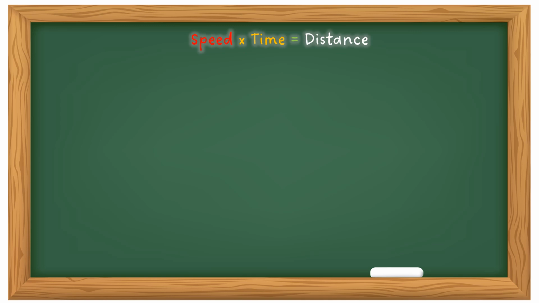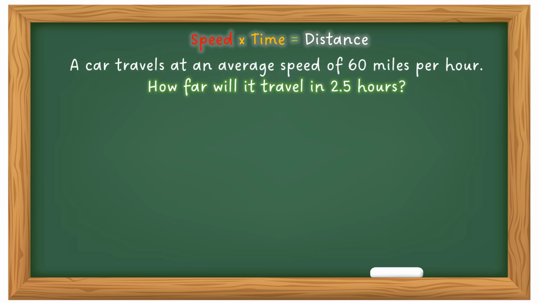Okay, so let me quickly show you how it works. A car travels at an average speed of 60 miles per hour. How far will it travel in 2.5 hours? And you can see there's your formula: speed multiplied by time equals distance. So keep that in your head going forward.